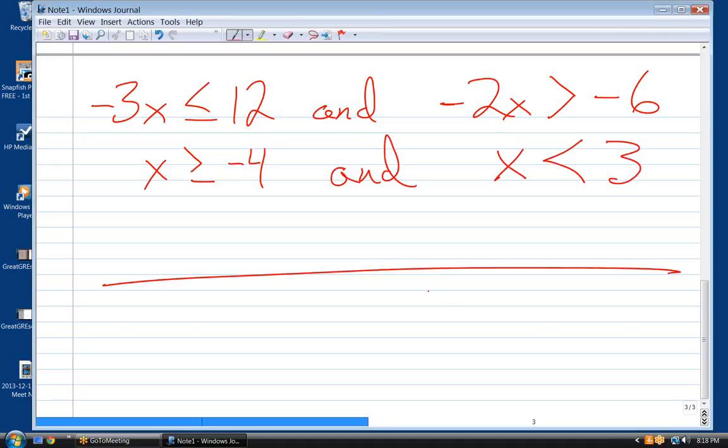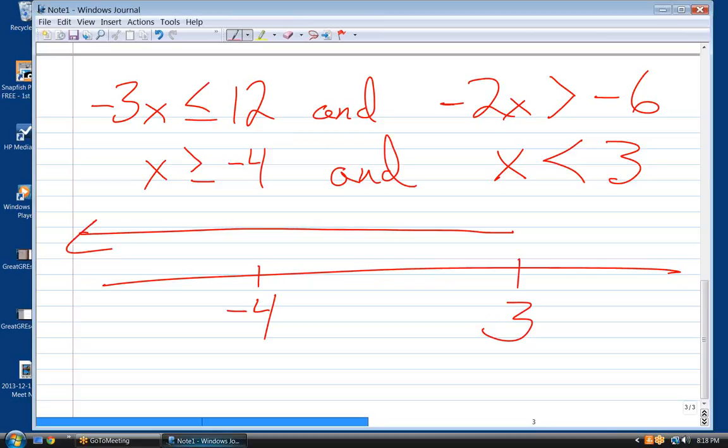Okay, now since both of these have to be true, x is less than 3 and greater than negative 4, that's all real numbers. So no matter, hold on a moment, let me think for a second.